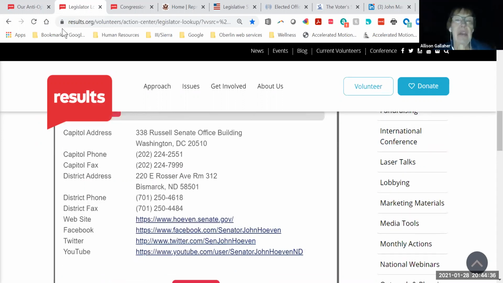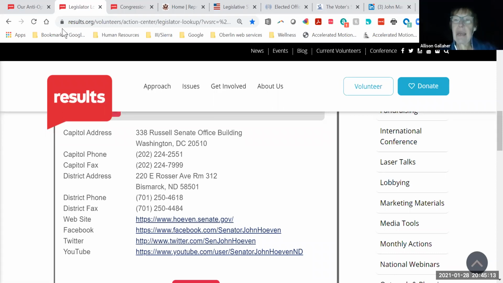So you'll get both the DC office address and at least one district office address. If it ever comes to pass that we are able to have face-to-face meetings in offices again with members of Congress, you might well meet in the district in Bismarck. And if you did that, there's a good chance you would need to schedule that through the district contact. So that's why it's very nice that they've provided you with a district phone number here. Most of the rest of your scheduling is going to be done through the DC office, and the DC office's phone number is also listed here.